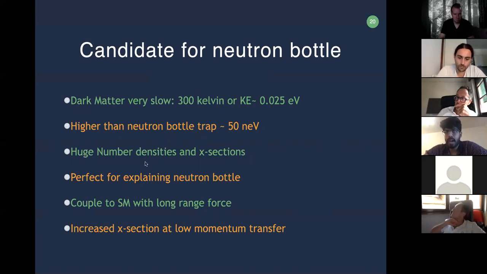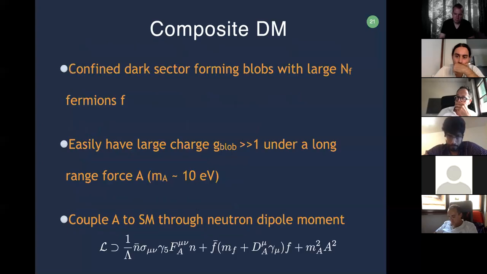We wanted high number densities and cross sections, which are both available, so it's perfect for explaining the neutron bottle neutron lifetime discrepancy. And furthermore, let's couple the standard model with a long range force, then you increase the cross section at low momentum transfer. After all, this is the experiment with the lowest momentum transfer that could be designed for direct detection, and so the cross section will only grow larger for a long range force for such really small momenta.